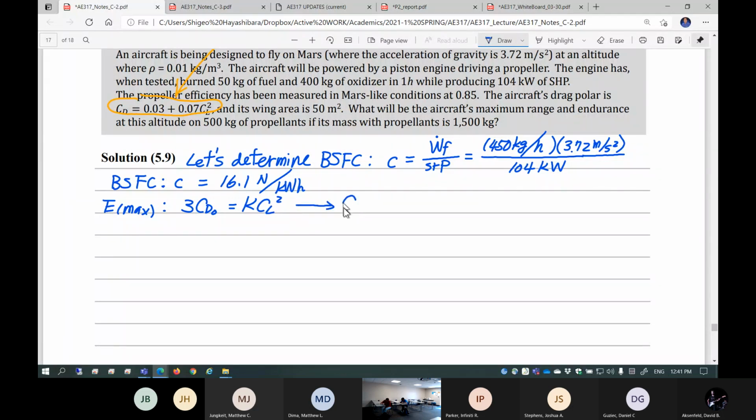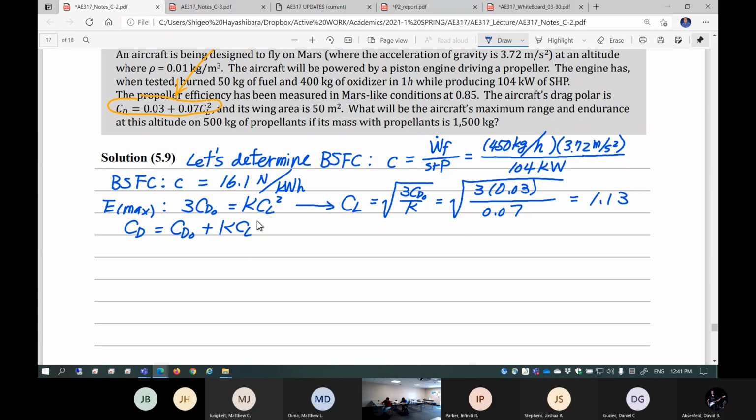So from this condition, you can determine the CL required. CL is equal to the square root of 3 times CD0 over K. CD0 is 0.03, K is 0.07. Here we go, so this is 1.13. This is the CL required for maximum endurance. Total drag CD is, of course, CD0 parasite plus K CL squared induced. So let's just add them up: CD0 plus 3 times CD0, which is 4 times CD0, 4 times 0.03, which is 0.12. So this is the drag coefficient, and this is the lift coefficient for the condition for maximum endurance.